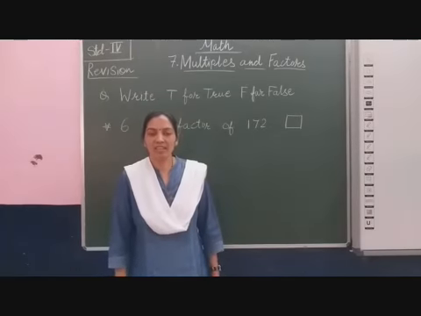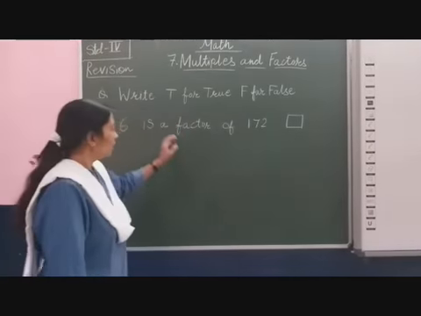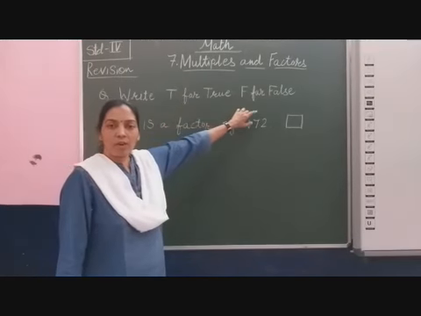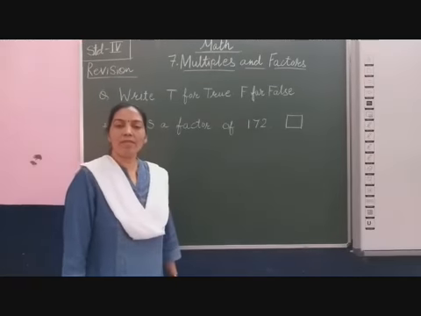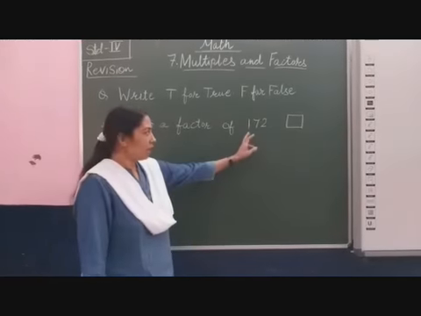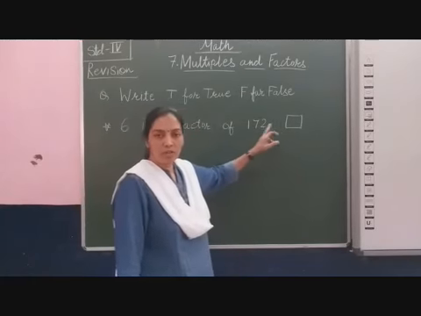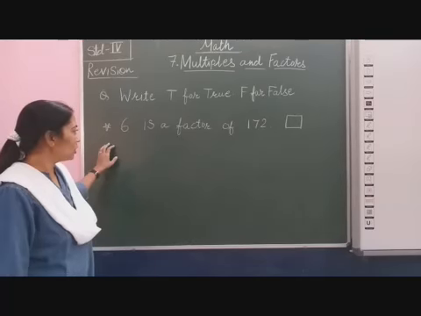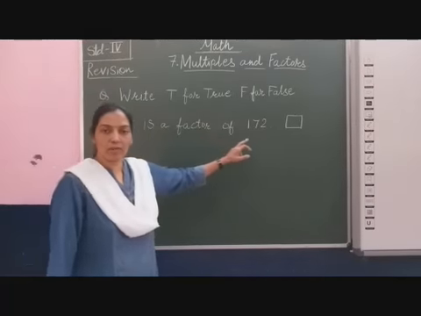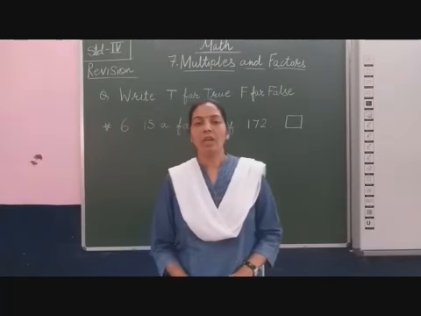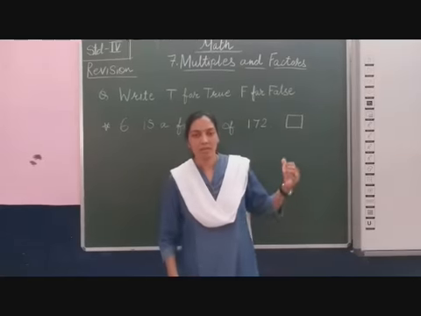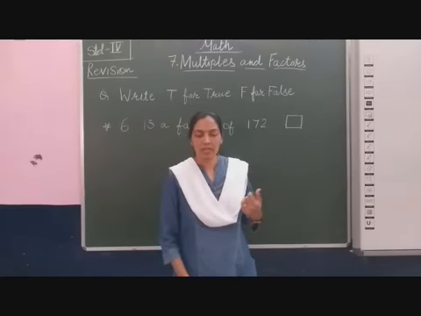Now student, the next question is: write T for true and F for false. Capital T stands for true and capital F stands for false. We have to write it down in this box. First of all we have to check whether 6 is a factor of 172. That means we have to check whether 6 divides the given number.